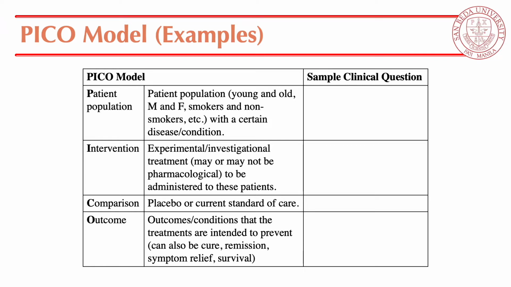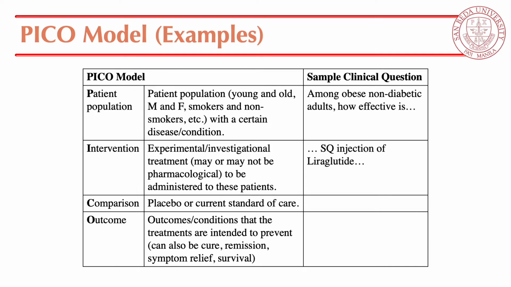Your clinical question now goes as follows. Among obese non-diabetic patients, how effective is regular use of subcutaneous liraglutide compared to placebo in reducing body weight by, let's say, 5 to 10%? Now, with these couple of examples, I hope you are now ready in constructing the clinical question in relation to the clinical scenario you will be presented with during the workshop.